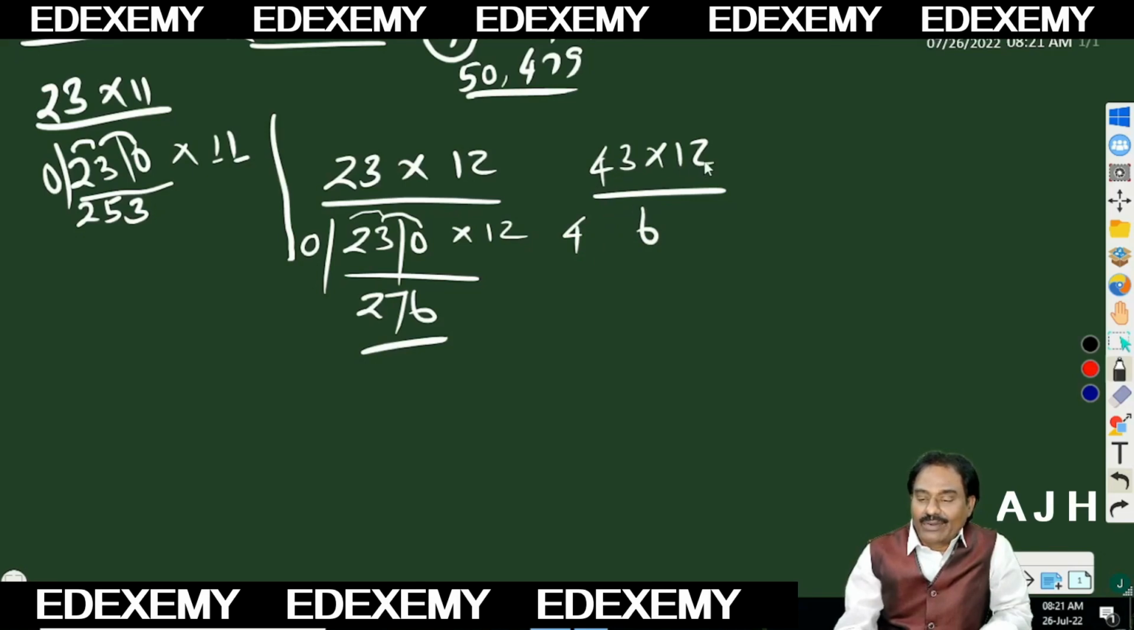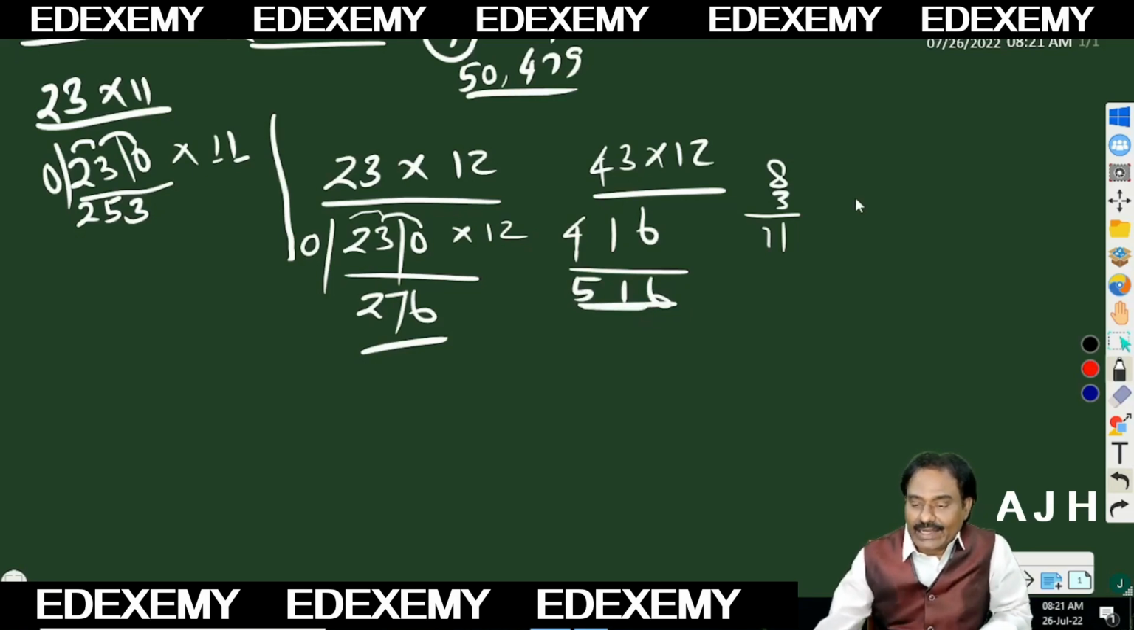In between, what is the value? That we have to calculate. Multiply 4 into 2 and add to 3. That is the simple trick. If 12 comes, you multiply 4 into 2 is 8 plus 3 is 11. So you put 1 here, you carry forward that 1 to 4, then the final value will be 516. So if it is 13, you have to multiply 4 into 3, then you add to 3. Whatever the number you multiply, whether it is 13, 14, 15 or anything, you can find it out.